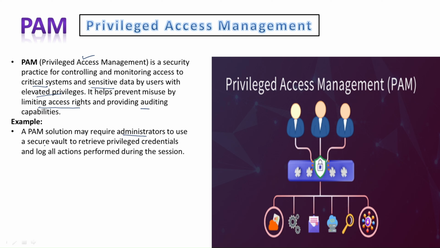PAN, that is personal area network. So it is a small network centered around an individual's devices, typically within a range of a few meters. For example, connecting a smartphone to wireless earbuds via Bluetooth creates a PAN.